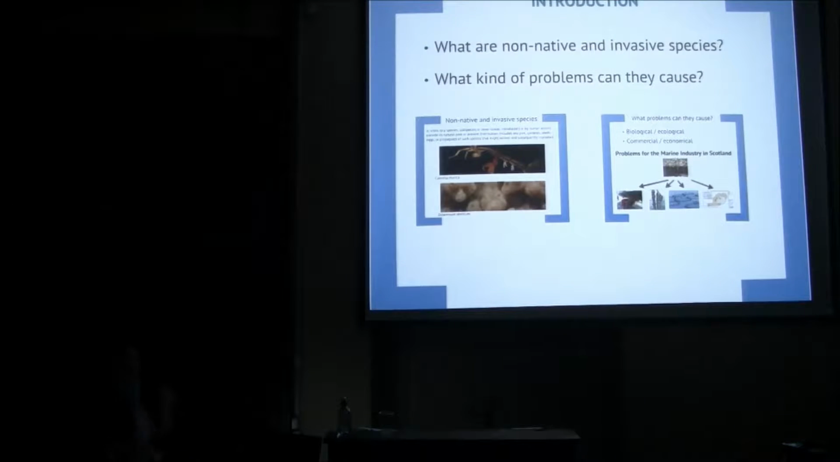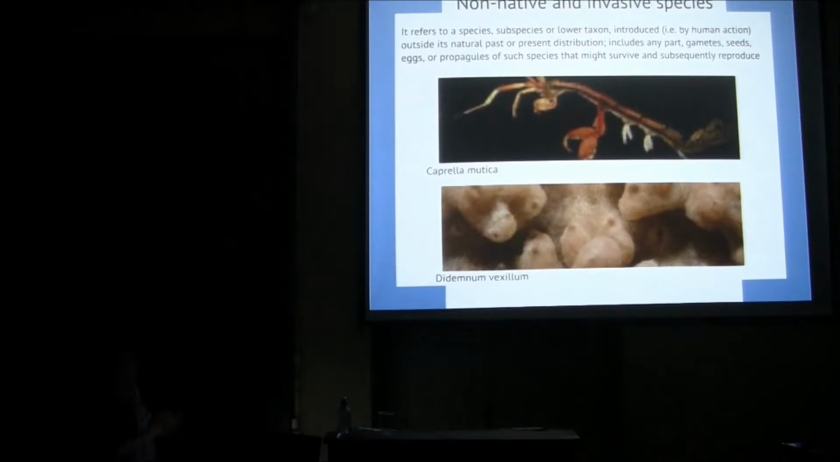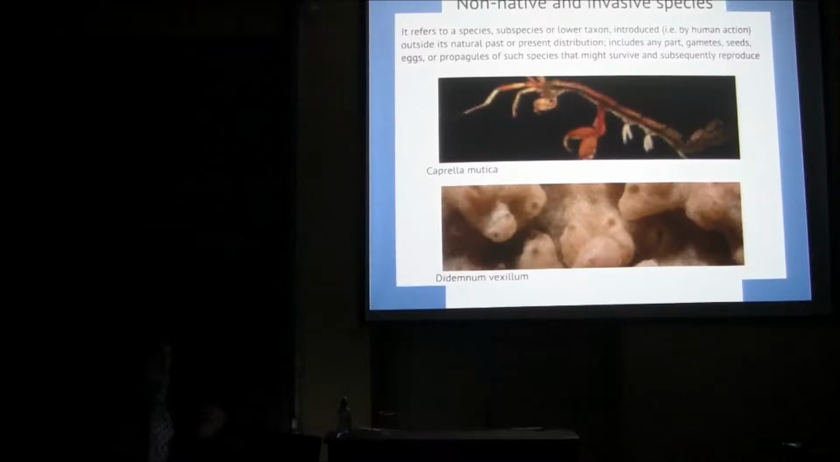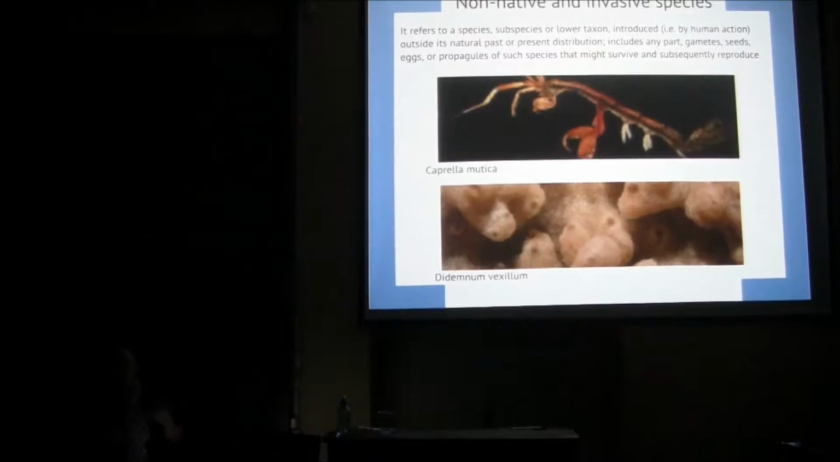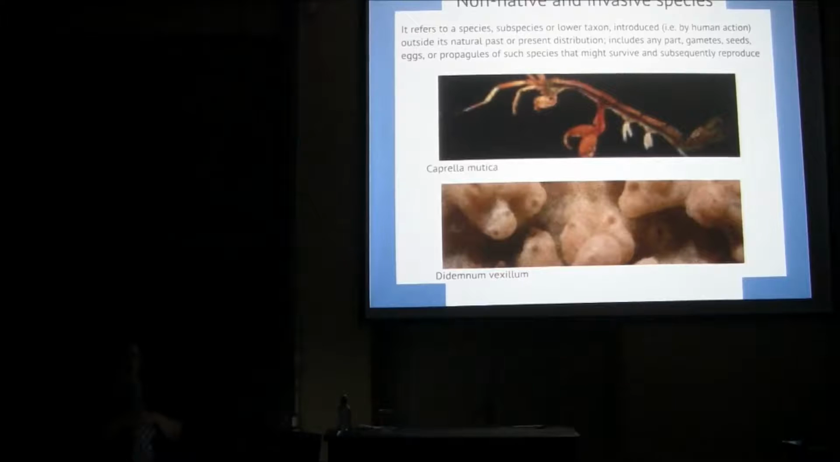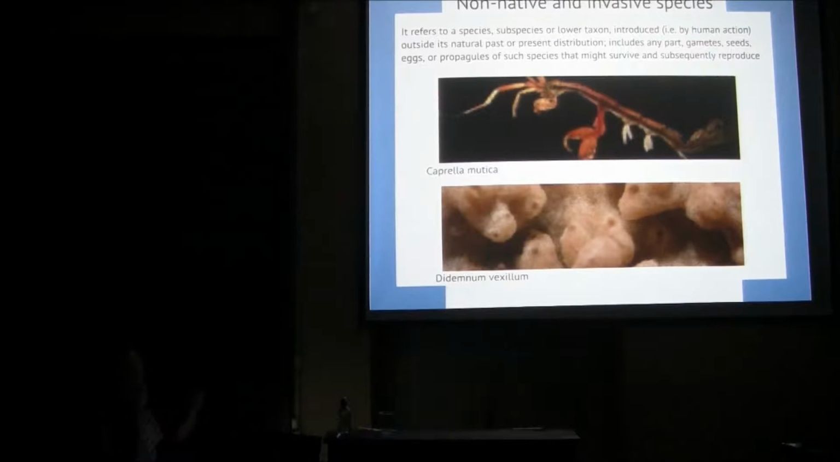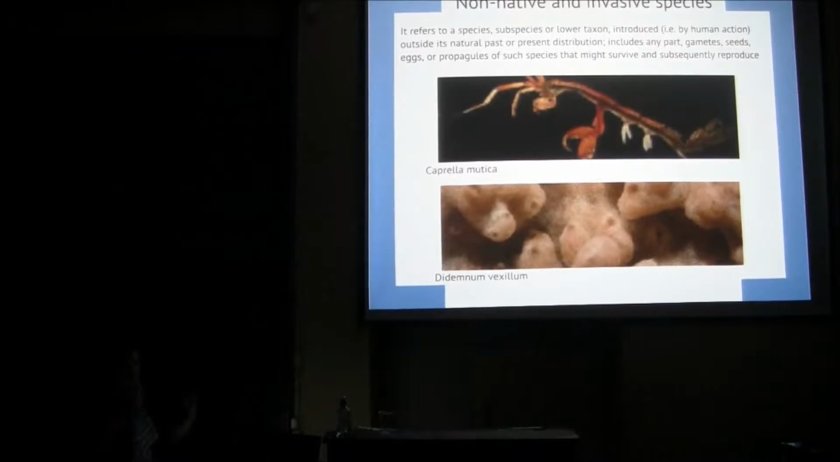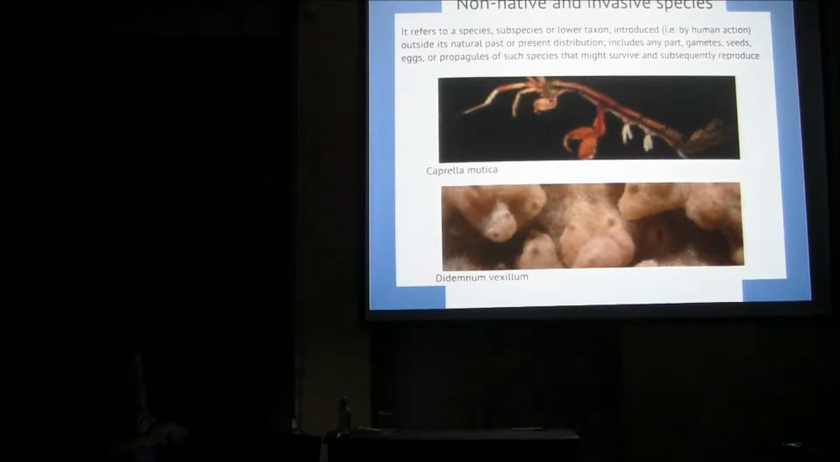So, first of all, what are non-native and invasive species and what kind of problems can they cause? Non-native or invasive species are also sometimes called alien species. These are species which are not naturally from an area. They have been brought from somewhere else, usually by human action. So they have come on a boat, or they have come accidentally on some shellfish or something, and they have established a new home in an area which is not part of their natural distribution.